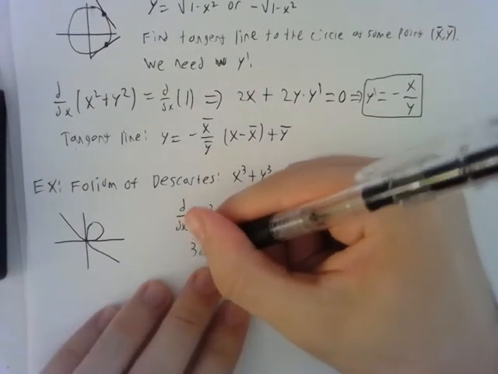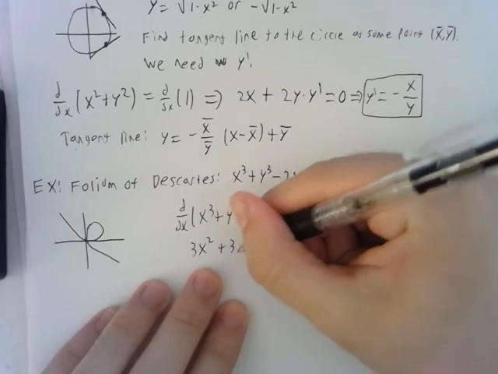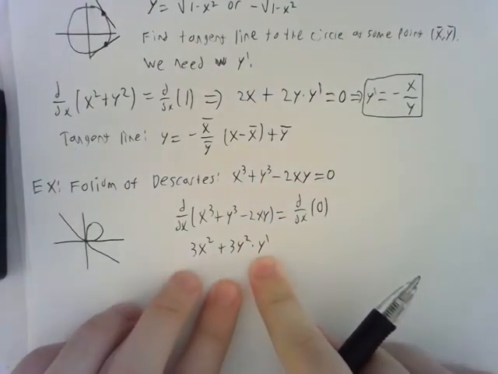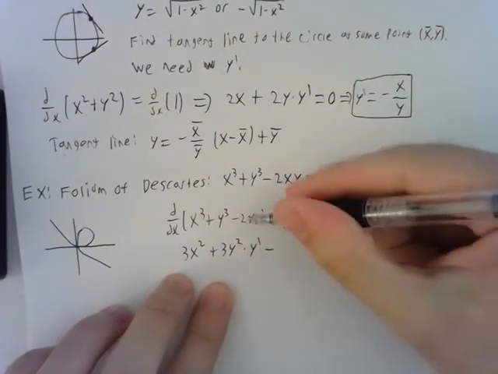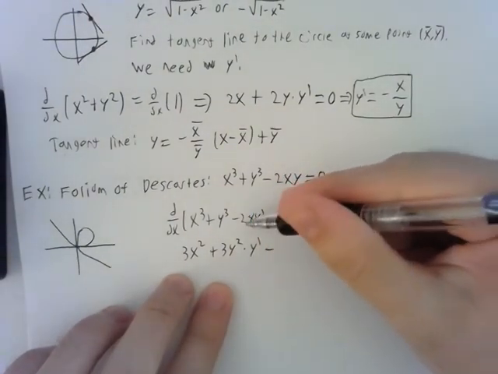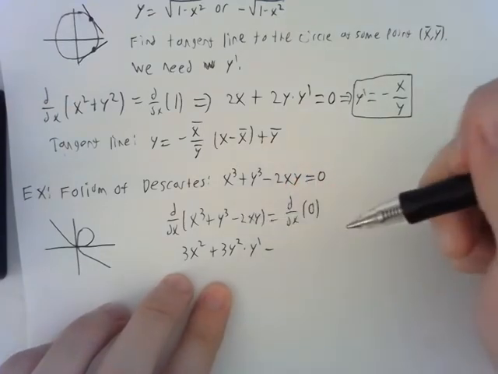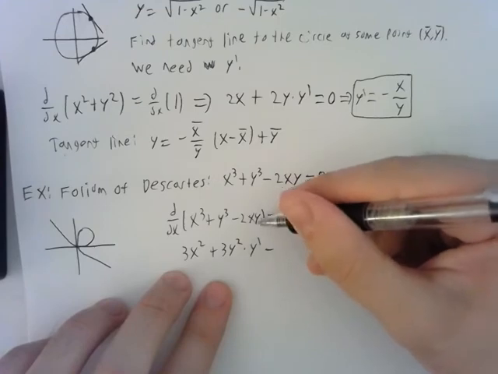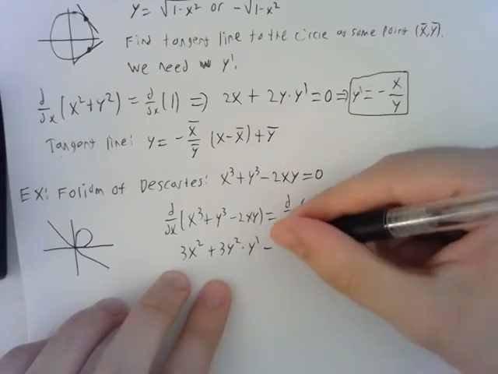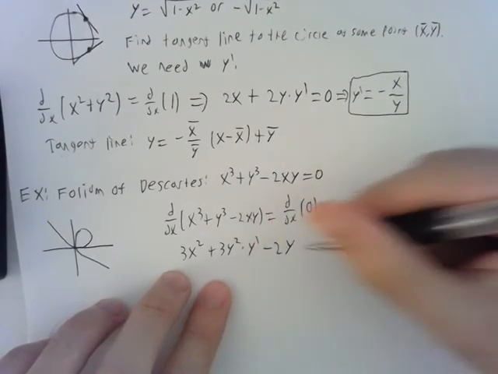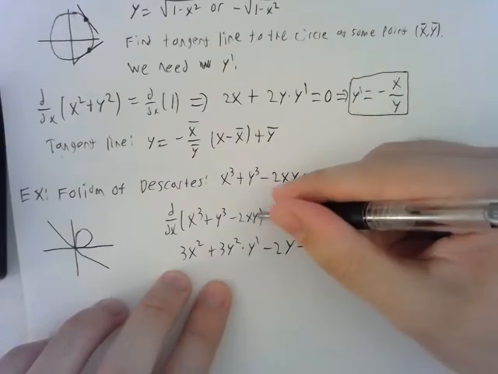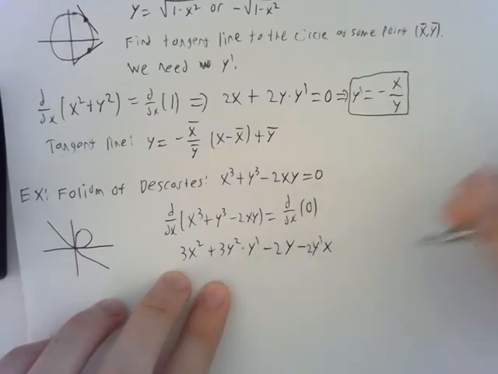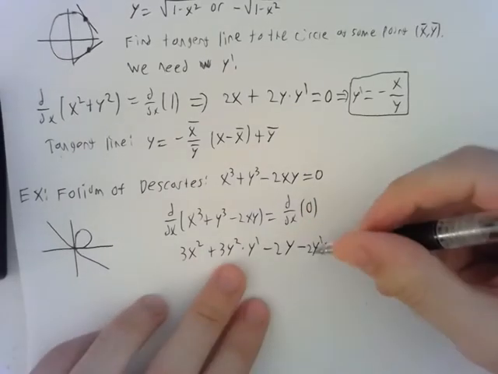If we simplify this, we get 3x squared plus 3y squared times y prime. Again, we get this extra y prime by the chain rule. Now this term, we have x times y. Those are both functions of x. We really have a product rule going on here. So the first function is the 2x, the second function is the y. The derivative of the first function gives us negative 2 times the second function, minus the derivative of the second function, which is just y prime times 2x. And this all is equal to 0.